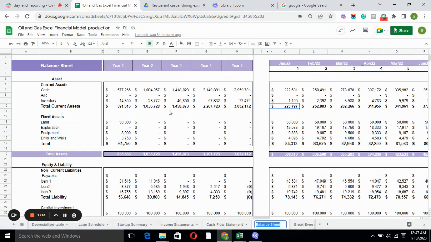The balance sheet basically includes total assets and total liabilities. In total assets, we have current assets and fixed assets, and in total liabilities, we have non-current liabilities, current liabilities, and capital investment. Moreover, the balance sheet tells you the current stability of the company.